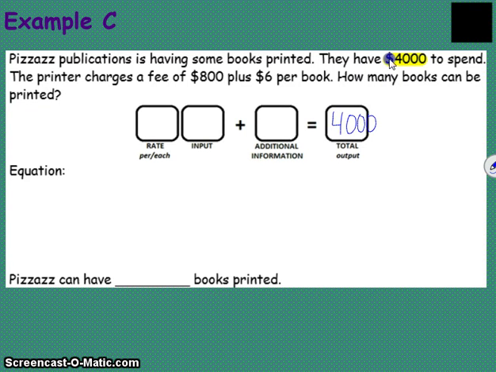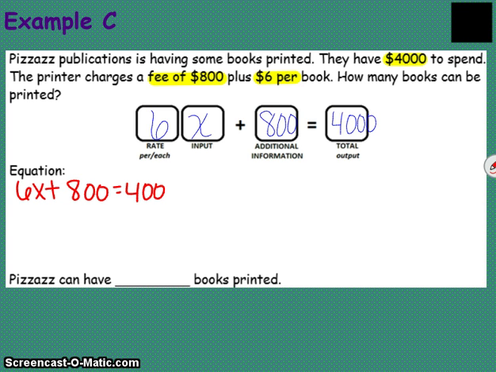The other thing I can do before I find anything else is go ahead and put that X in that input box. So now I need to find the word per or each, because that was my second step. Well, I see $6 per, so I know that this $6 is going to go in the rate box because that's my rate of change. The last thing I need to do is find any additional information. And so I have a fee of $800. Well, I know that fee is always that y-intercept, and so that goes in my additional information, which is 800. Now I have my equation as 6x plus 800 is equal to 4,000.